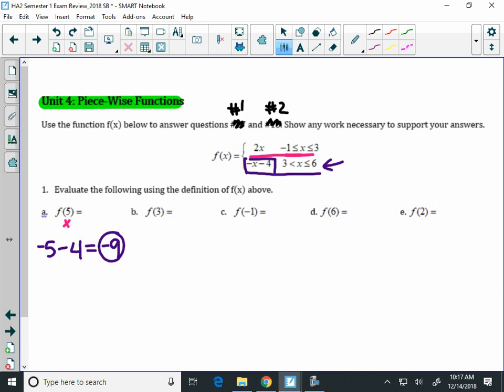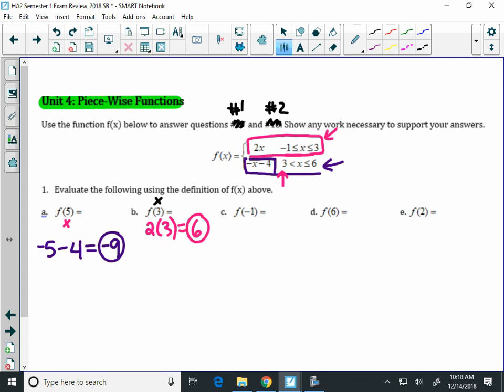When I look at B, I'm going to start the same way. 3 is an x value. 3 is in the domain for the top equation, right? 3 is equal to 3. That's why we use the top one. I know there's a 3 in the bottom domain, but 3 is not equal to on the bottom. It's only equal in the top. So you would take 2 times 3, which equals 6. That's the value of f of 3.